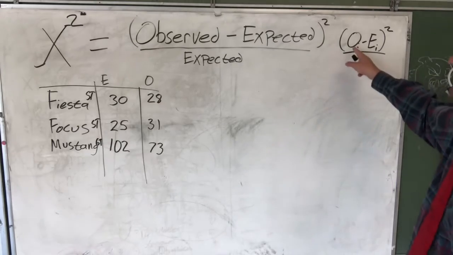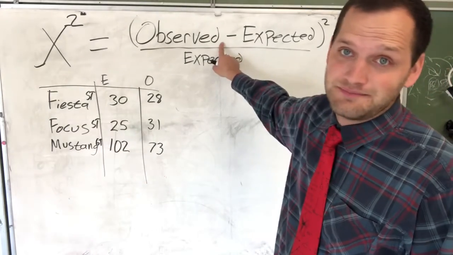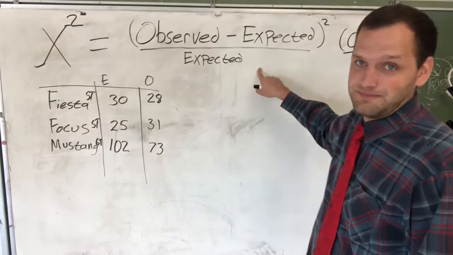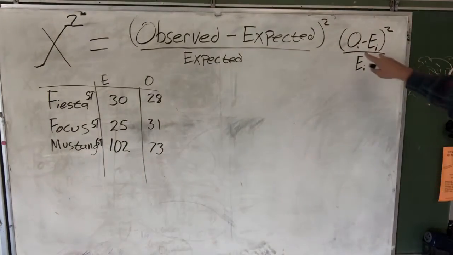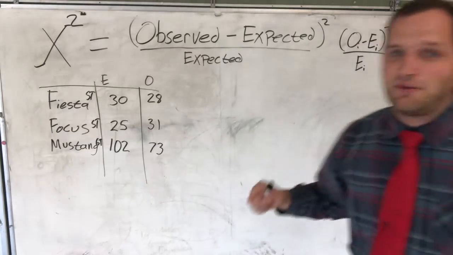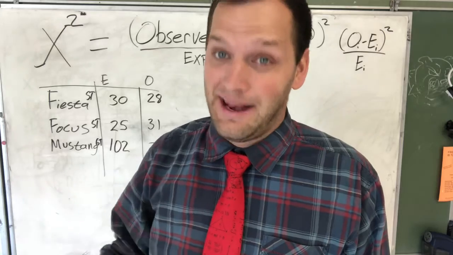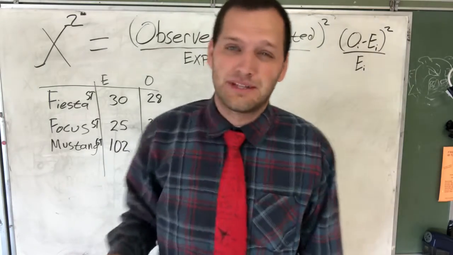The O stands for observed value. The E stands for the expected value. The i's represent each of the categories. So you do this formula however many times there are categories. Basically, that is what's happening.